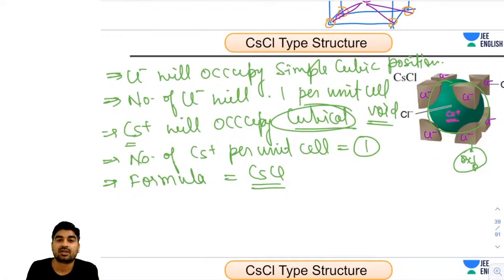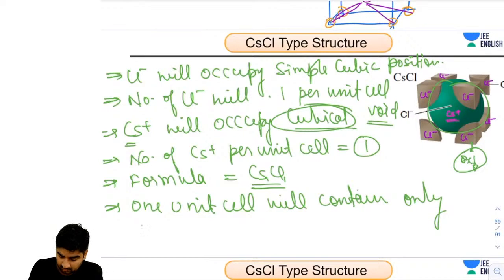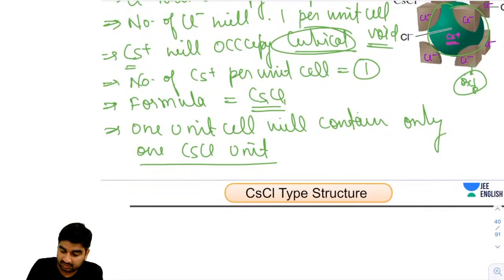Cesium chloride. Again, this is 1, this is 1. Here I can say 1 unit cell will contain only 1 cesium chloride unit. Note it down.